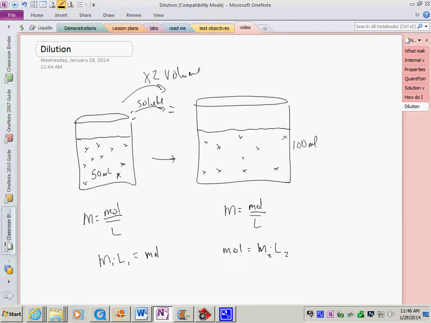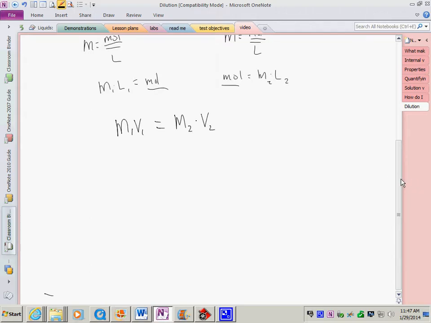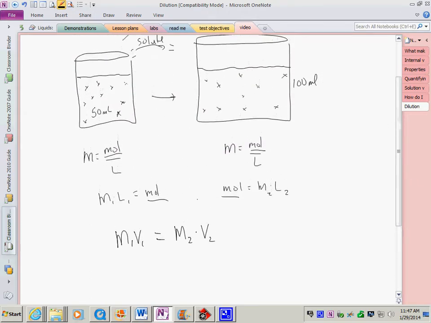So in this case, because the moles are equal, I can create a new formula between the two where I can drop out the moles. And in this case, the molarity of the first guy times the volume of the first guy equals the molarity of the second guy times the volume of the second guy, because the moles are equal. And this is called M1 V1 equals M2 V2.